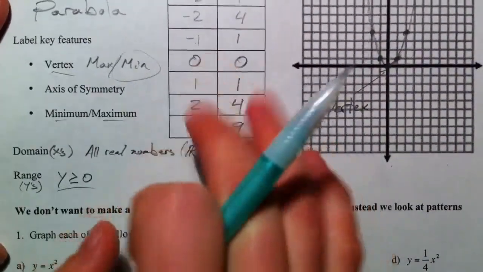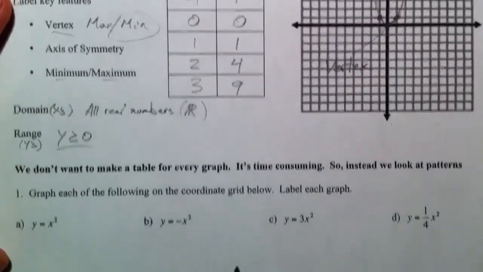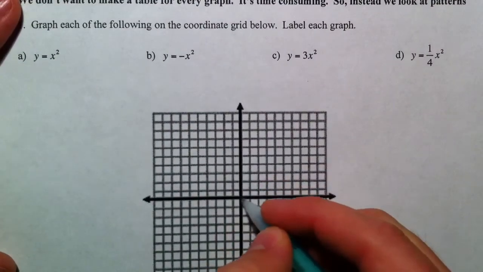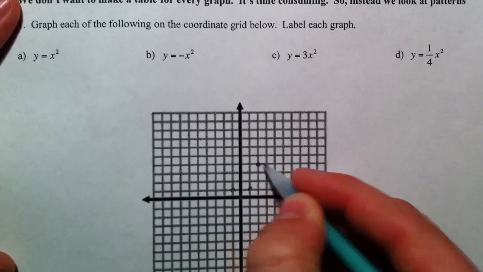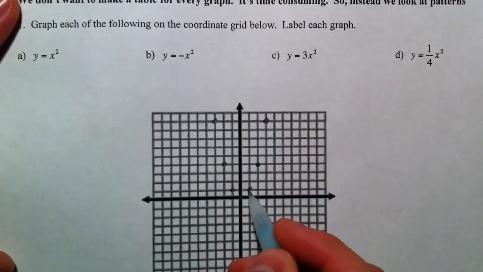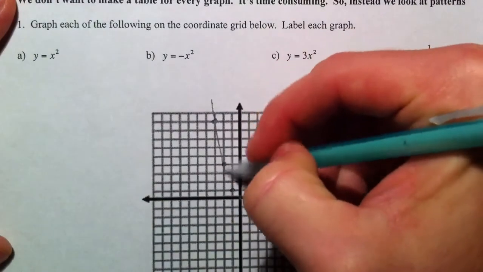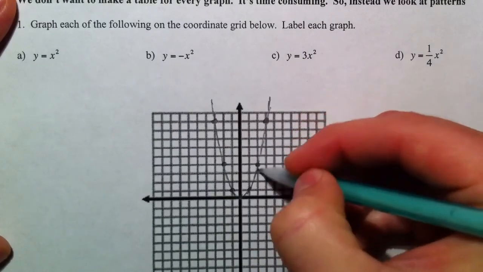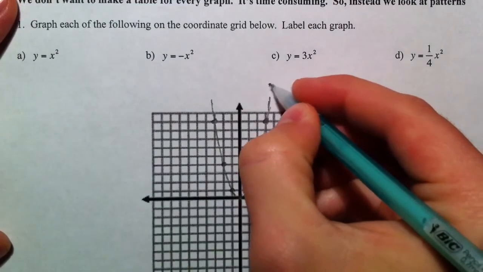So, I don't want to make a table for every single graph. Math is all about looking at patterns, and so that's what we're going to be doing rather than taking our time up making tables every single time. So I'm graphing the original, the one we just did. Remember, 1 squared, 2 squared is 4, 3 squared is 9. If you know that, you're going to be in really good shape. Because everything is going to be relative to that. We're going to be adapting it.